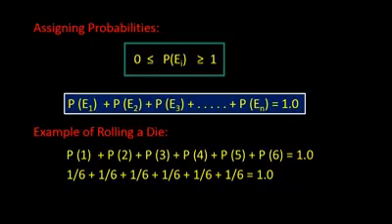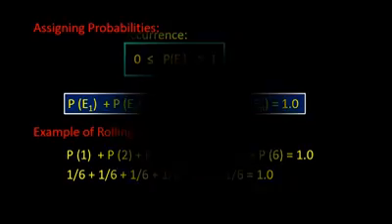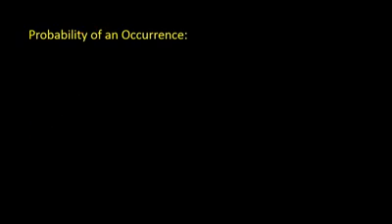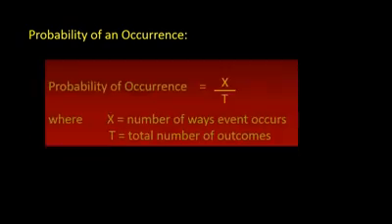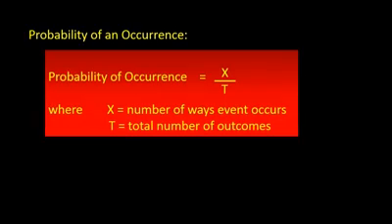Now we all seem to know that the probability of a head is 50-50, and we all seem to understand the probability of rolling a 3 or a 1 or whatever on a die is 1 out of 6. But this is the formula for calculating the probability of something occurring. The probability of an occurrence is x over t, where x is the number of ways an event occurs, and t is the total number of possible outcomes.